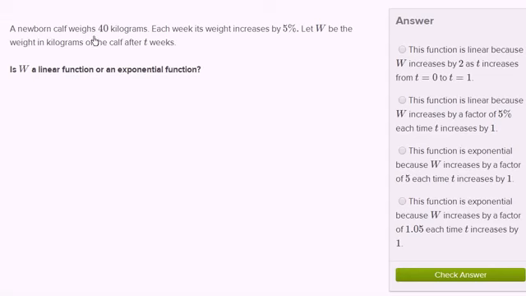A newborn calf weighs 40 kilograms. Each week, its weight increases by 5%. Let W be the weight in kilograms of the calf after T weeks. Is W a linear function or an exponential function?